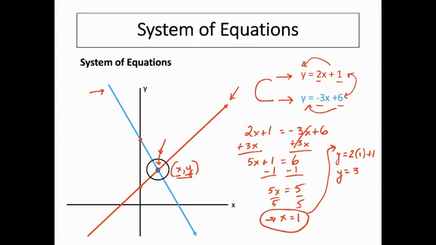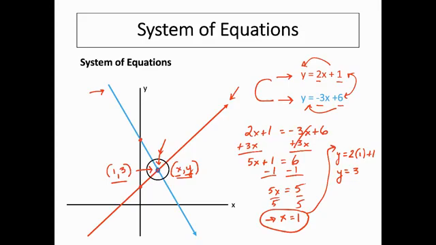So my coordinate at this point turns out to be the values (1, 3). So I have found the intersection point of these two lines. I've also found the shared solution for both of these equations. And if you wanted to, you could plug that back into both equations and you would find that it solves both equations.